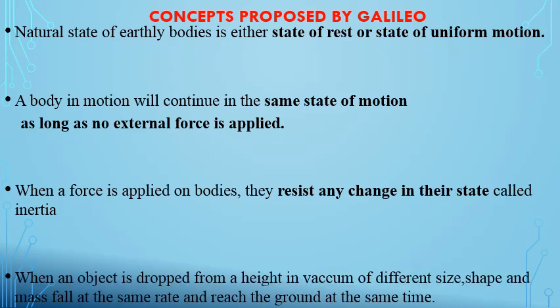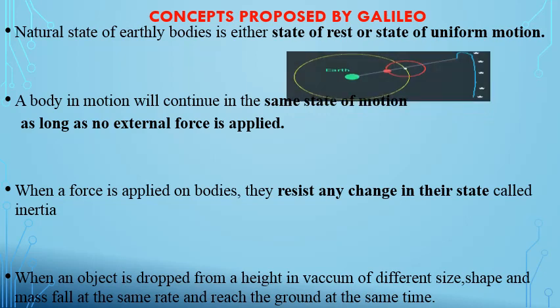The fourth concept: when an object is dropped from a height in a vacuum, objects of different size, shape and mass fall at the same rate. Same rate means same timing; they reach the ground at the same time. So that is the fourth concept.